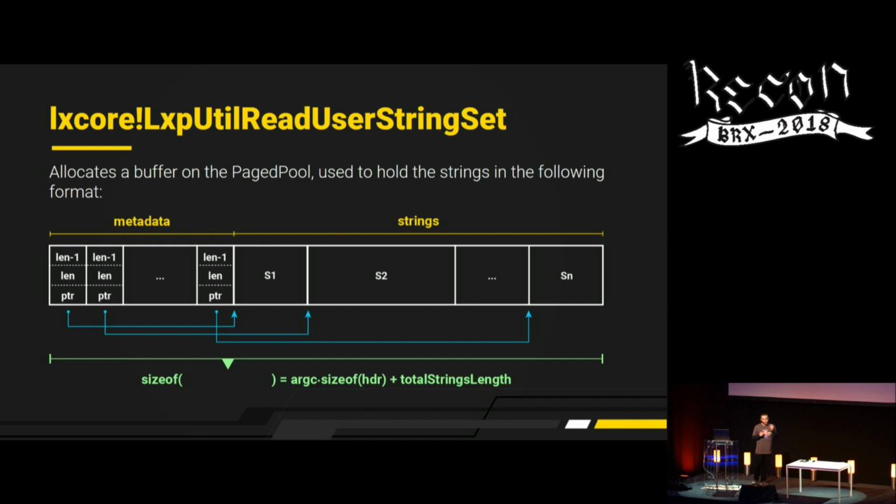Now, I want you to note two critical points in this function. The first one is that the function double fetches, because the function needs to know the amount of strings and their total length in order to allocate the buffer.